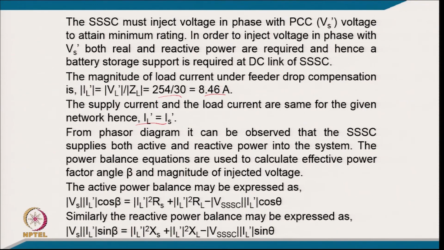From the phasor diagram it can be observed that the SSC supplies both active and reactive power to the system. So, power balance equations are used to calculate the effective power factor angle beta and the magnitude of the injected voltage. For phase active power balance we have VS IL cos beta, that is the power on the PCC grid side, and this is the power consumed by the source impedance, load impedance, and injected power by the compensator. And similarly, for reactive power balance, the reactive power at the grid side, the reactive power consumed by the source impedance, the reactive power consumed by the load, and the reactive power injected by the compensator.